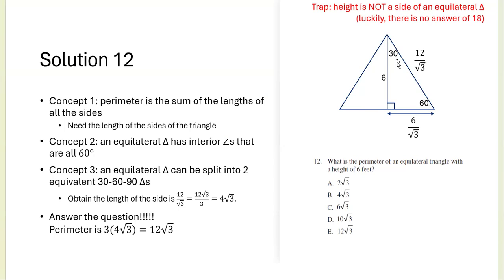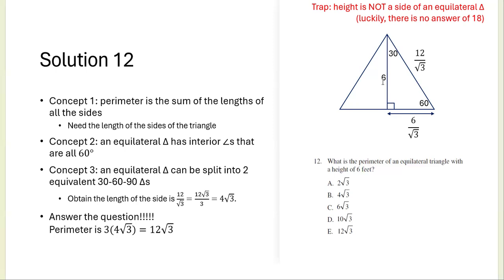So this one remains 60, but this height will bisect the 60-degree angle, which means it halves it. So it's 30 over here. Okay, so this is the 30, 60, 90 triangle. We know this is 6. So this is opposite to 60. This is still concept theory, I guess, and it split it up.